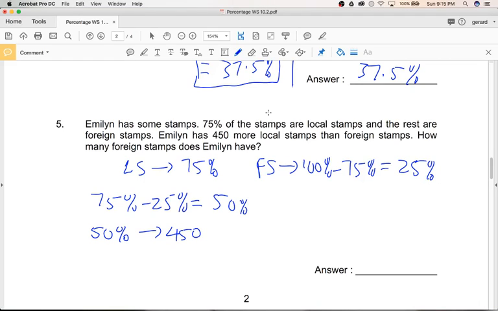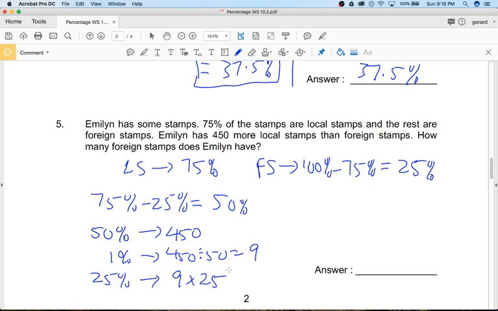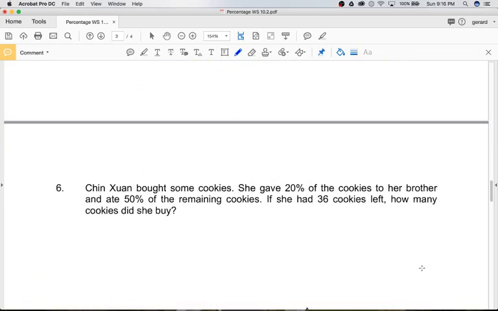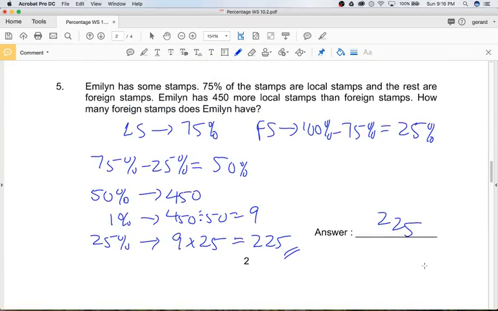Now we want to know how many foreign stamps Emmeline has. Foreign stamps is 25% and the difference is 50%. Using the unit method, we can find what's 1%. You just divide 450 by 50, and you will get 9. Now you want to find 25%, so you get 9 times 25, which equals 225. So this is your answer. You might have to pause to copy.